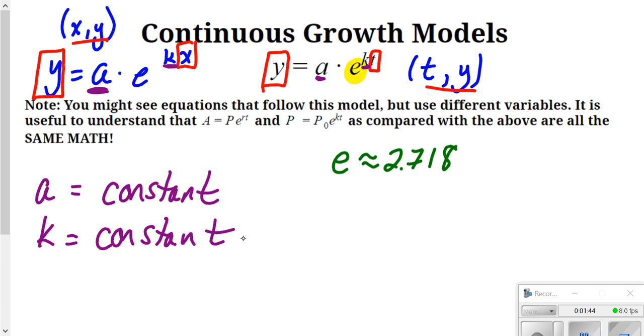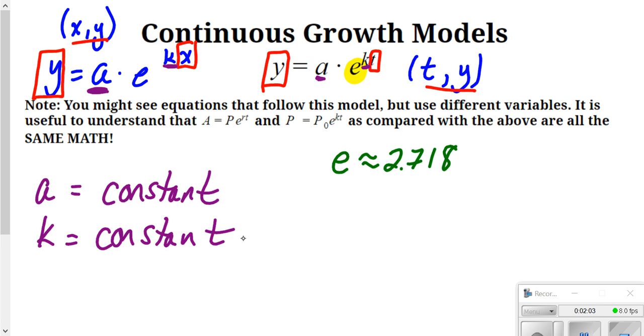And so within a given problem, the value of a and the value of k will be something. It might be 7 or 1.3. So whatever it is in a problem is what a or k is. Sometimes you have to find out what those constants are. Sometimes they'll be given to you, it depends.